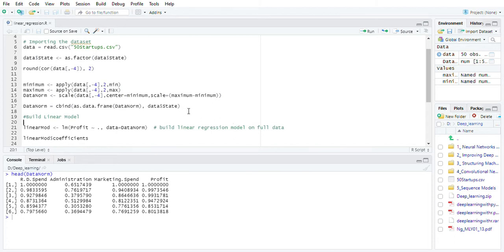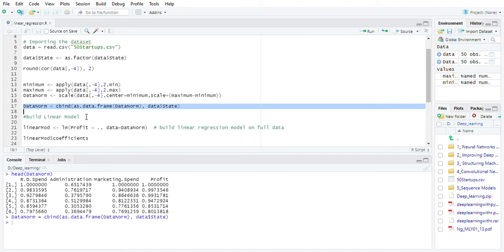Now we have to combine our data set. As you can see here, our data is now without state. We have to include our state. It's here. C combined, it means column bind. Just add column, add this and this data, two data frames.